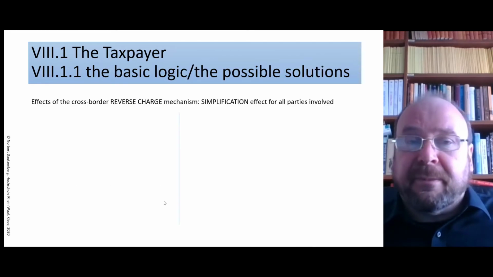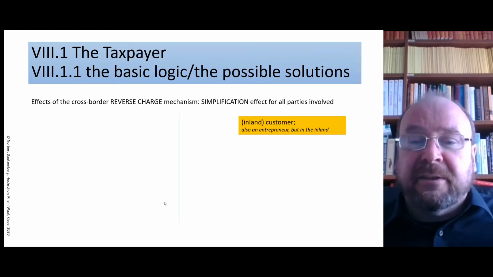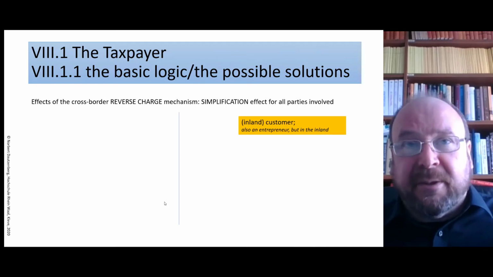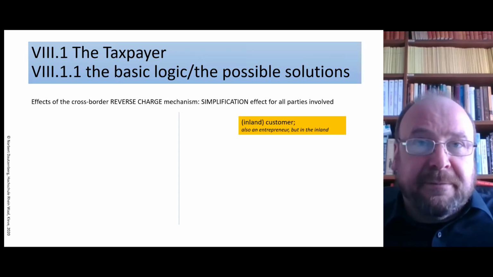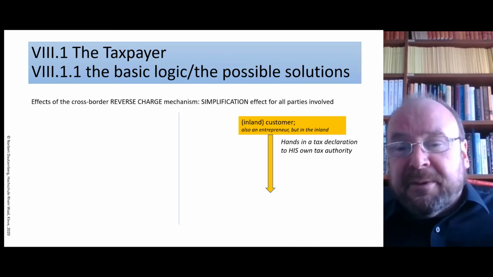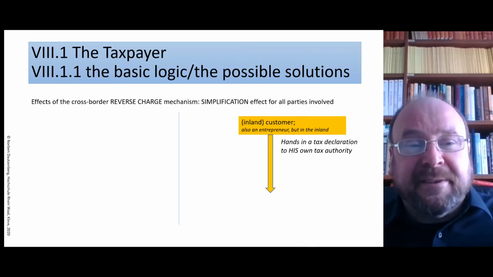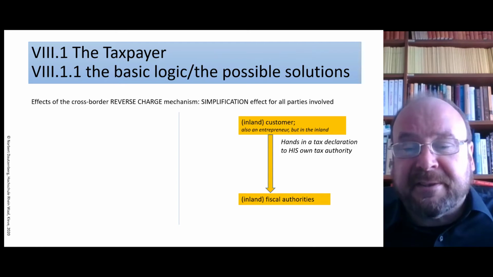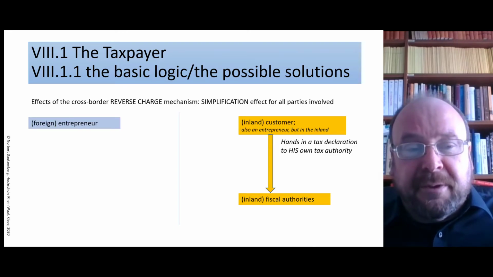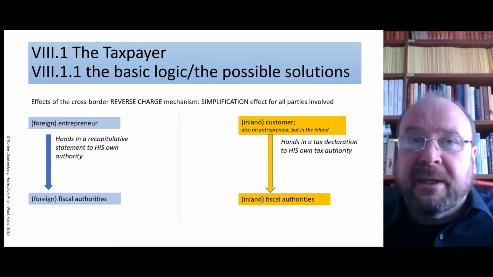How does it work? The simplification effect of the reverse charge system in a cross-border situation. You have the inland customer who is an entrepreneur, so knows the rules and lives in the inland or has a firm in the inland. That person now hands in a tax declaration to his own tax authority declaring the services bought from an entrepreneur abroad and pays the tax. The foreign entrepreneur just hands in the recapitulative statement to his own tax authority, and that's it. Doesn't need to do more.